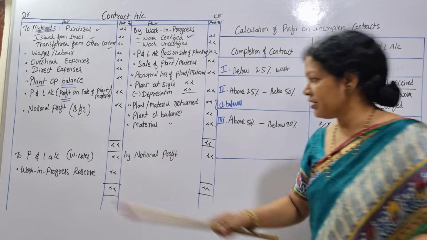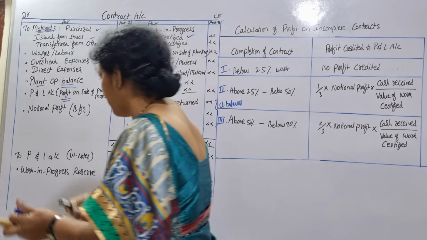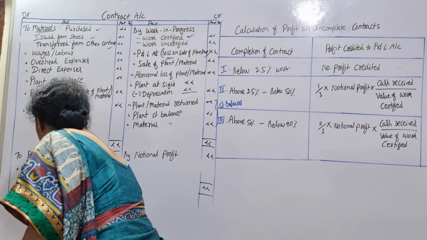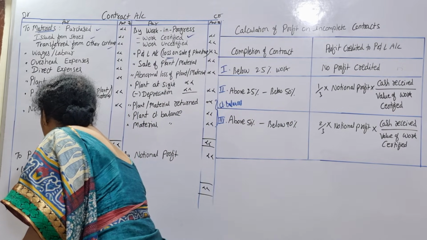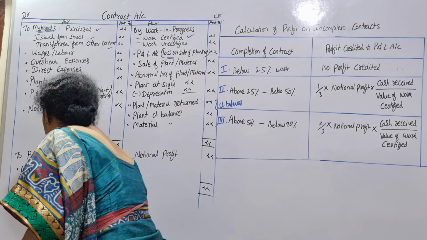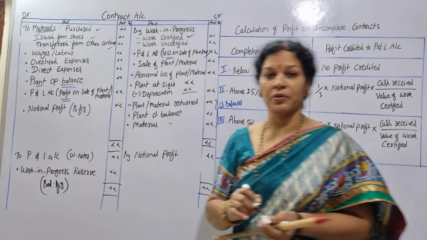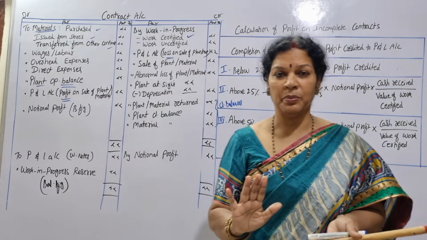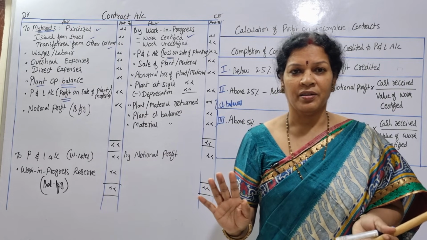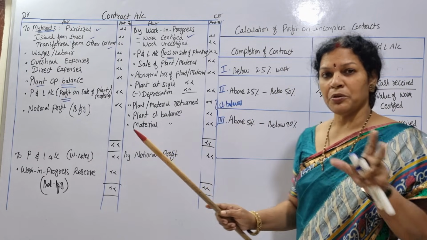The balancing figure is this one. Here you are going to get the balancing figure, and we call it the work in progress reserve. So this is the work in progress reserve. Able to remember? Very simple. No need to worry, I'll make you understand.